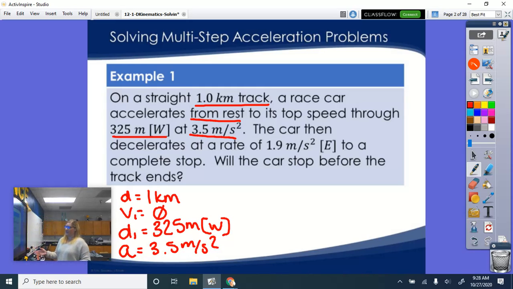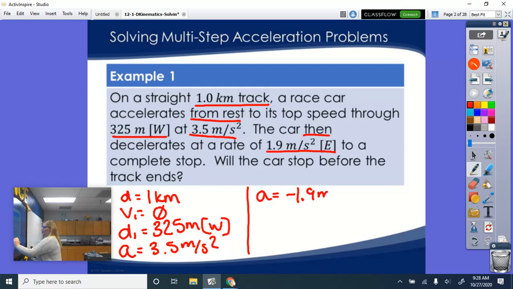The car then, so when it tells me then, it looks like I'm going to have a 2-part problem here. And we're decelerating at a rate of 1.9 meters per second squared east. So I'm going to go ahead and make this acceleration negative because it says I'm decelerating. So negative 1.9 meters per second squared. And because I made it negative, I'm still going to use west as my direction from the first part. So that's how I can kind of balance those two things out. And we're coming to a complete stop.